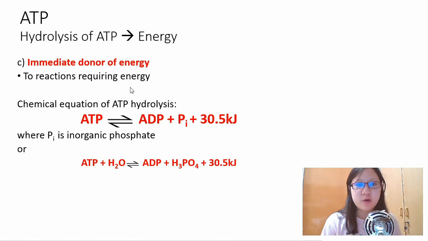Now, you can write this like this, or you can write it like this. In a full format, because it's a hydrolysis reaction, it means water is present. So if you prefer, you can write it like this, more complicated. ATP plus water, with a reversible arrow, ADP plus H3PO4, this is what inorganic phosphate stands for, plus 30.5 kilojoules. So the removal of one phosphate here results in a release of 30.5 kilojoules of energy.